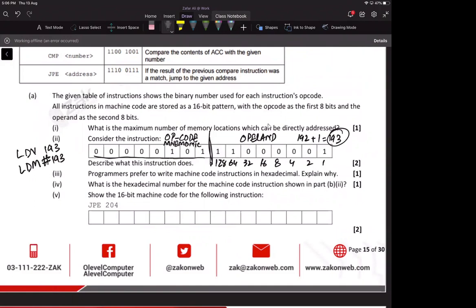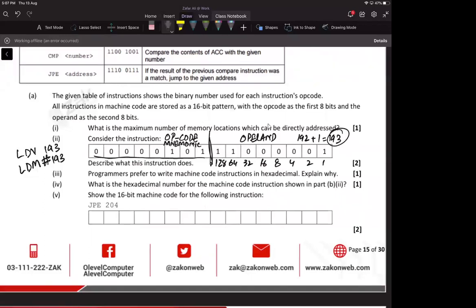Okay, programmers prefer to write machine code instructions in hexadecimal. Why? This is actually the same question as we would have done in O-levels, which means that numbers in binary form appear redundant to us and there are chances for writing or understanding it improperly. Whereas numbers in denary, when they become large, again redundancy becomes apparent and we are out to write it wrong. And in hexadecimal, we are more in control. Okay, same thing as we have already done in O-levels. Part 4 says: what is the hexadecimal number for the machine code instruction shown in part B2?